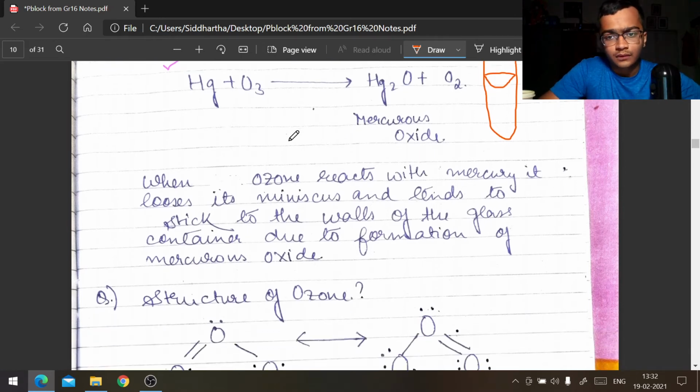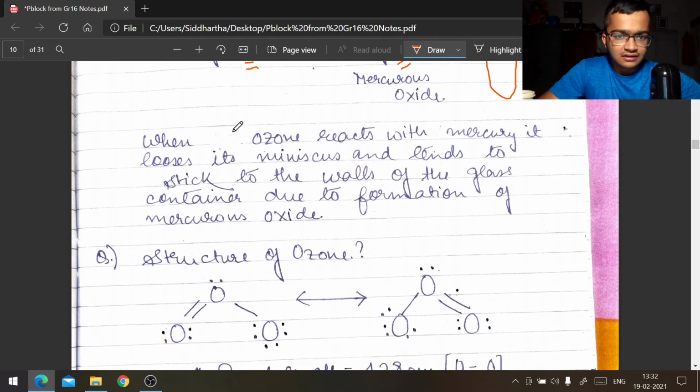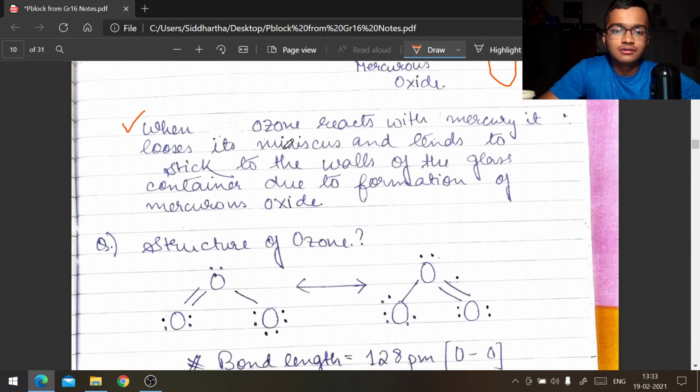Now when Hg is reacted with O3, the nascent oxygen again reacts and forms Hg2O, which is the mercurous oxide, and oxygen, which is formed by the decomposition of the ozone to oxygen and nascent oxygen. When this ozone reacts with mercury, it loses its meniscus and tends to stick.